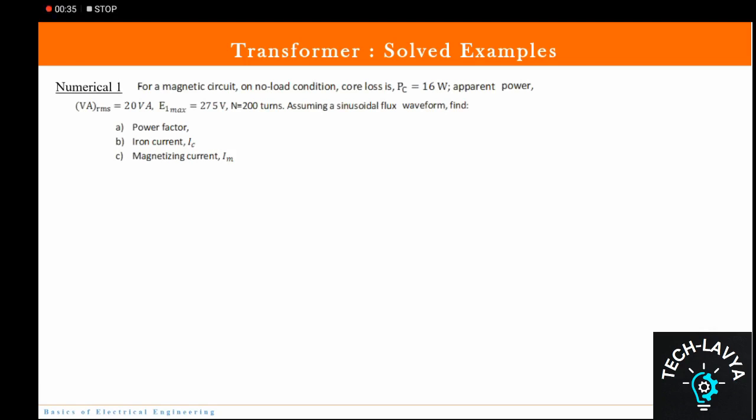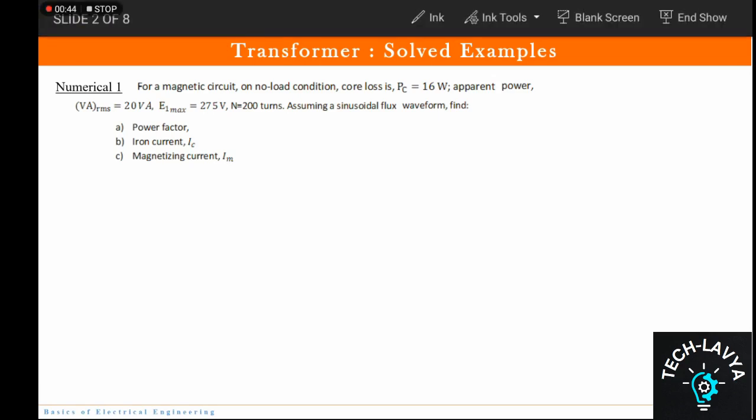So the first numerical says that for a magnetic circuit on no load condition, the core loss is 16 watts. Fine. So what we are going to do is we will note down all the important points. So the important point is no load condition. Under no load condition, we represent the current by I naught. Then core loss is given as 16 watt. Then apparent power, which is VA RMS, represented by E1 I0, is given by 20 VA.